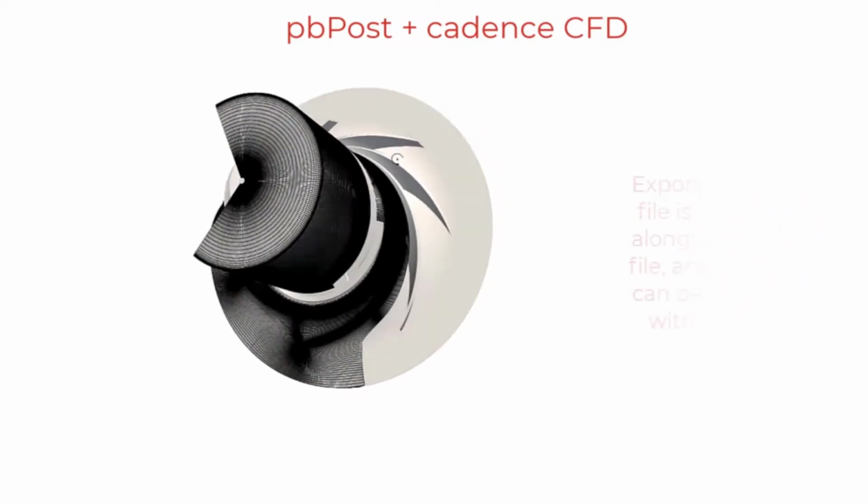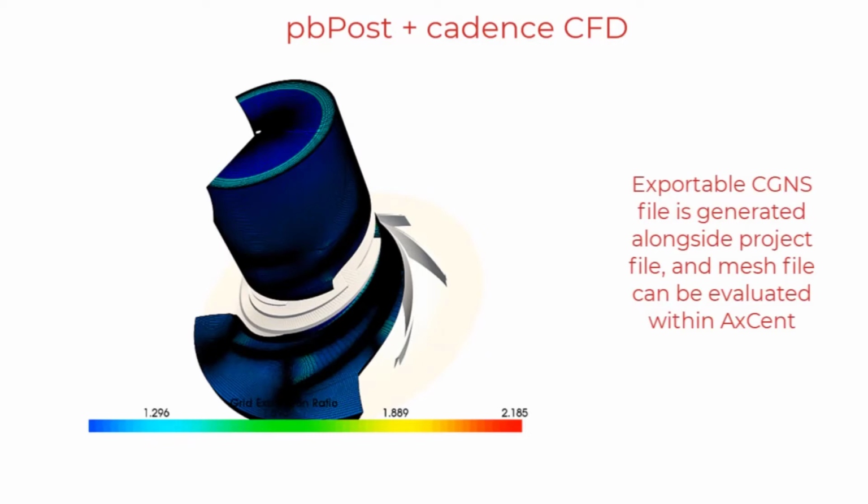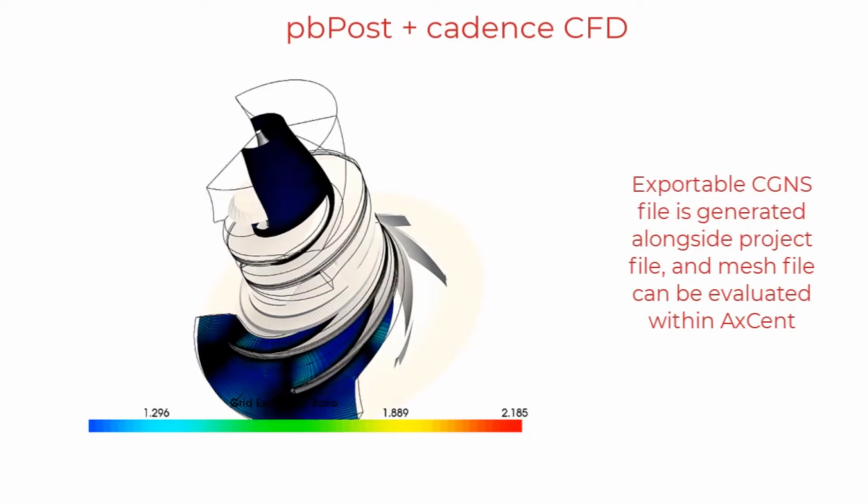Once satisfied with the design, we'll move into the pre-processing using our PB Post tool. Here we can leverage the meshing control and add all of our loads and boundary conditions to be passed on for the Fine Turbo analysis.